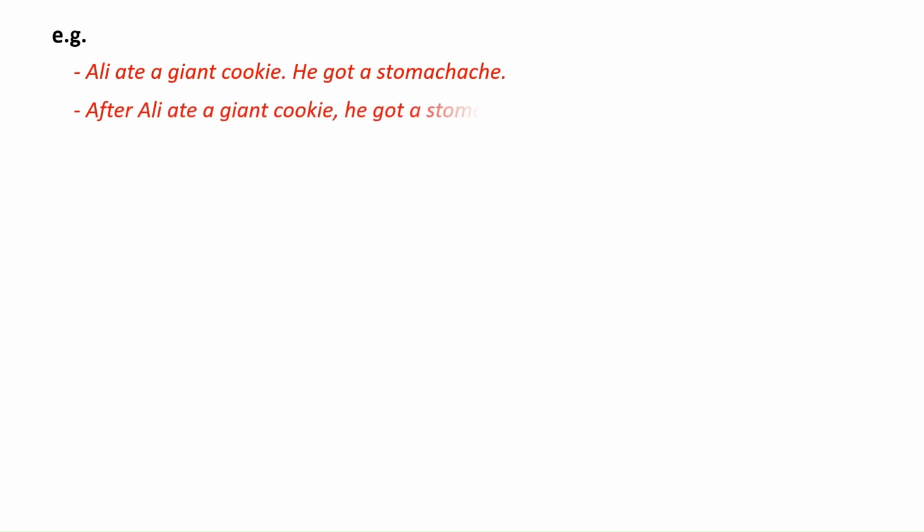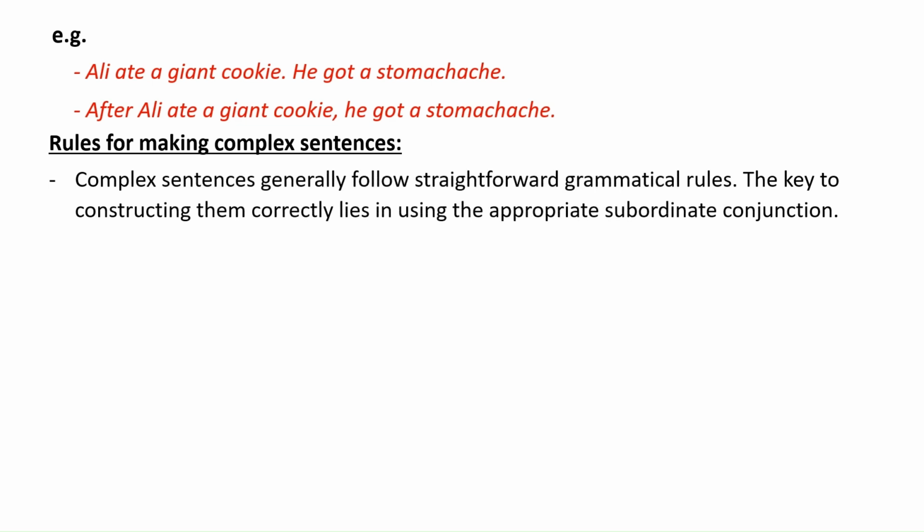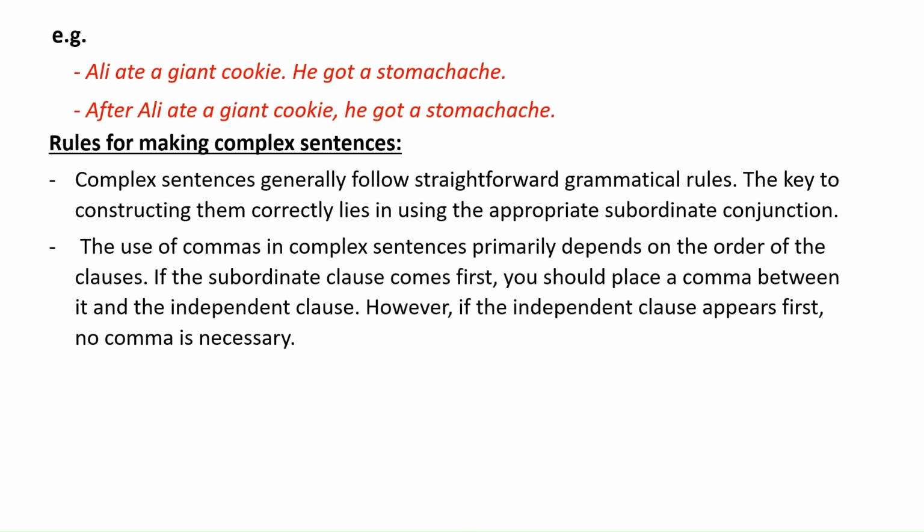In terms of the most important rules for building complex sentences, we can say that the decisive factor regarded as the main key to constructing them correctly is the usage of the suitable subordinating conjunctions. And this is first. Second, we should recognize the order of the clauses that determines whether or not to put a comma after a clause. And we already explained that.